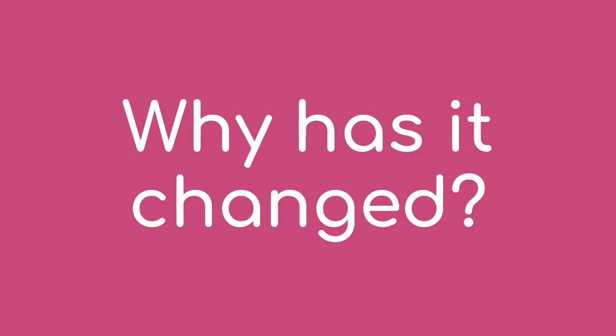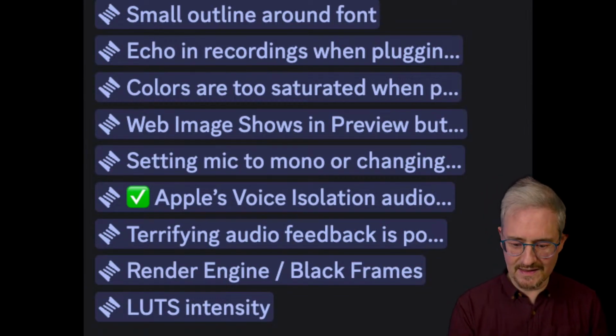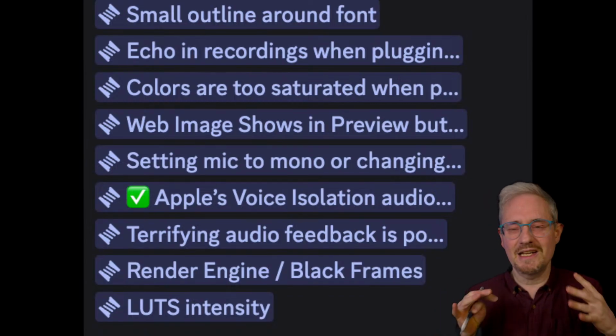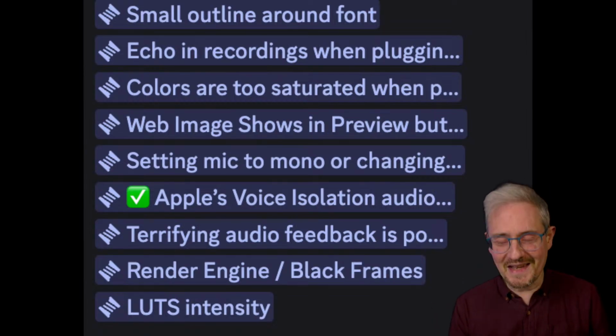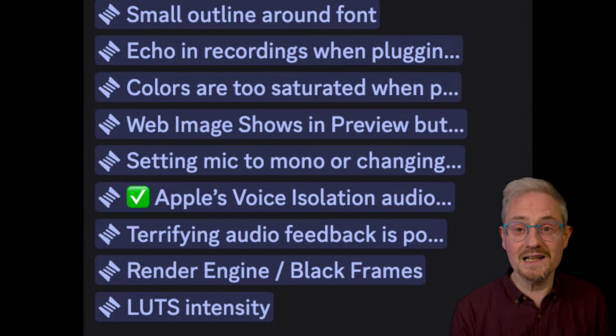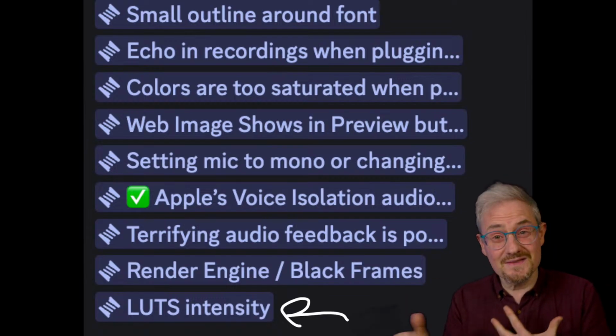But let's talk about why it has changed. I needed to be able to fix bugs like this. A small outline around a font, right? Why is that? Because I have an incredibly convoluted way of generating the text in order to combine it with other things. Echo in recordings, colors too saturated, the colors aren't quite right. Different black frames in the rendering engine, there's no ability to change the LUT intensity. The colors of the camera LUTs are a bit off.